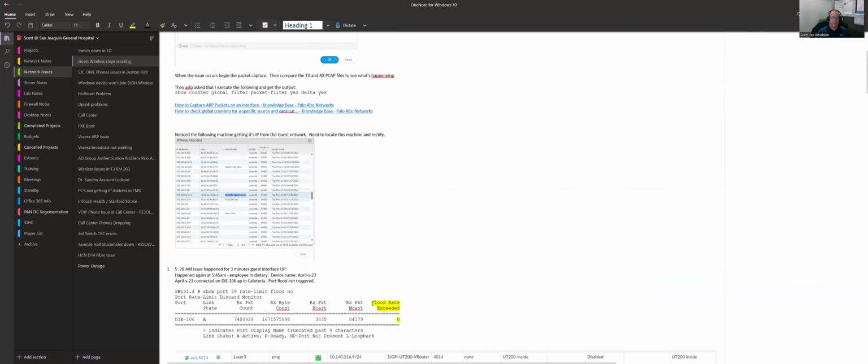I checked the statistics on the port to see how often we exceeded the flood rate when that April showed up. And this is the AP she was on, dietary 106, and flood rate hadn't been exceeded. So whatever was causing the issue, it wasn't due to an ARP flood because the switch would have stopped it.